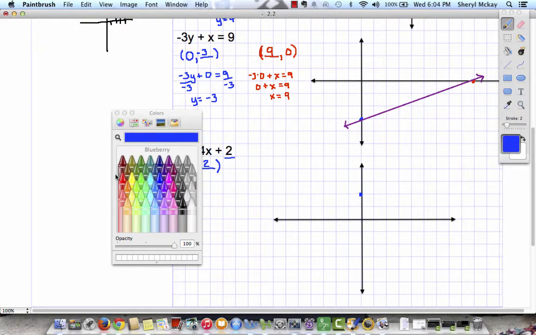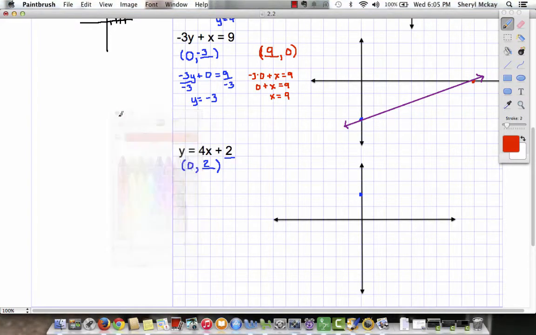Go ahead now and see if you can figure out the x-intercept. Remember, the x-intercept, we don't know where on the x-axis it crosses, but we do know that the y is 0. Go ahead and take a minute and see if you can figure out what the x-intercept is on this one. Well, what did you find out? Let's go ahead and do that one together.